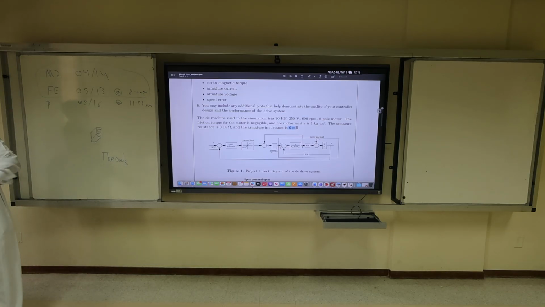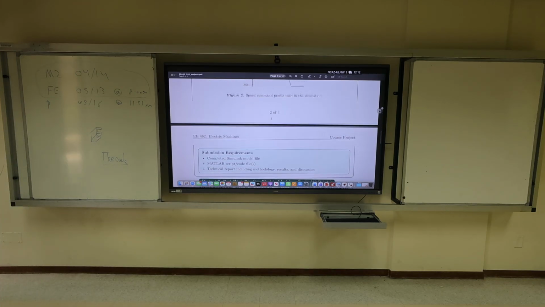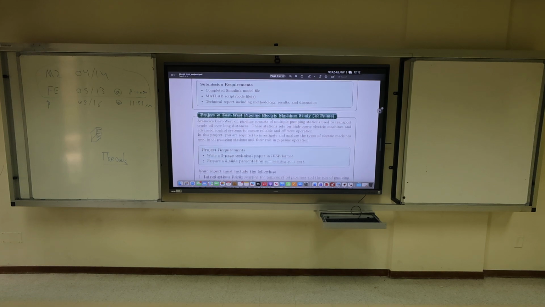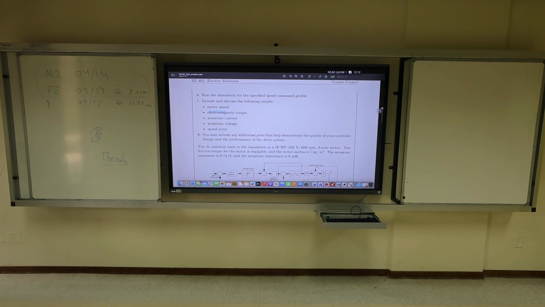You don't need to build the whole thing. And run the simulation and put the requirements. These are the requirements that the TA is asking: motor speed, torque, current, speed, error, etc.